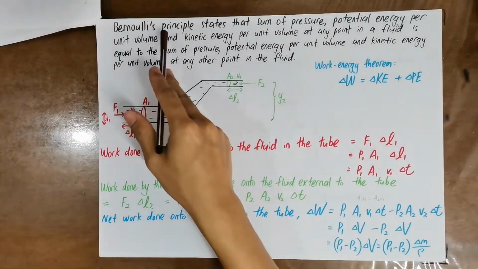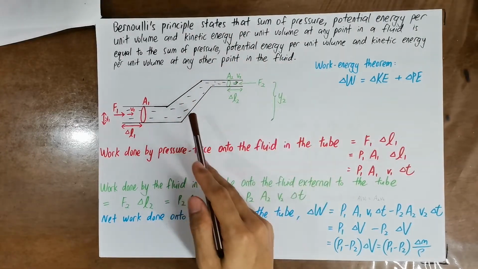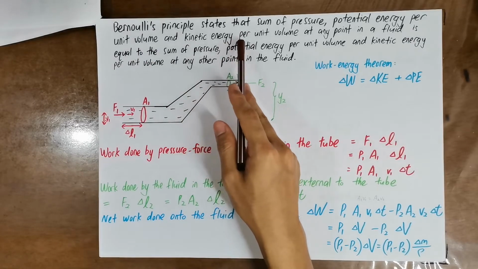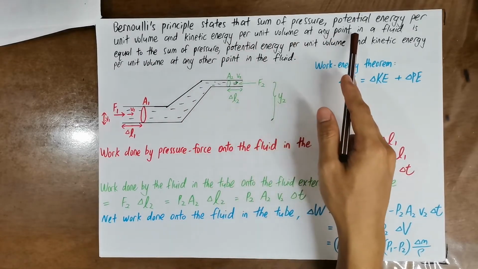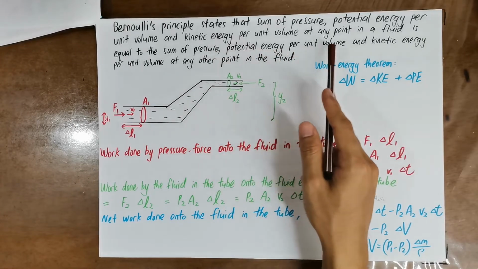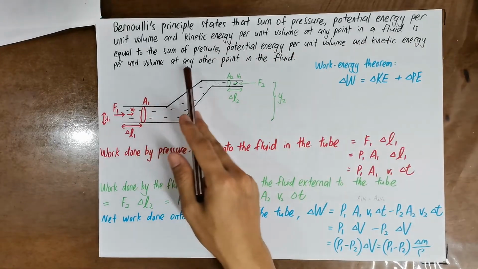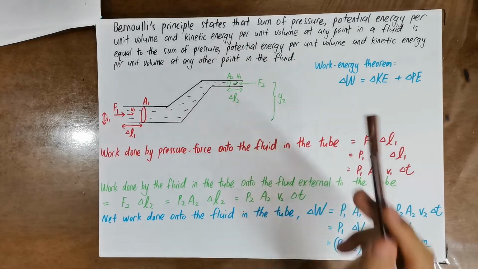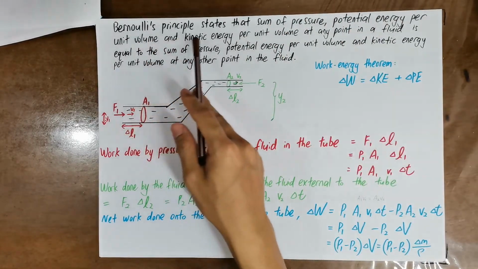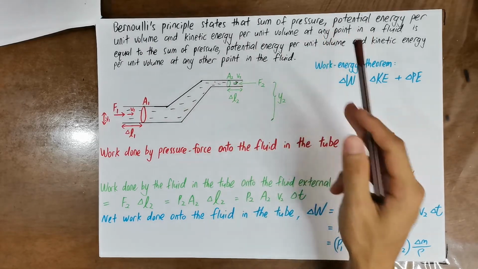So Bernoulli's principle states that the sum of pressure, potential energy per unit volume, and kinetic energy per unit volume at any point in the fluid is equal to the sum of pressure, potential energy per unit volume, and kinetic energy per unit volume at any other point in the fluid. In other words, the sum of pressure, potential energy per unit volume, and kinetic energy per unit volume at any point is a constant.